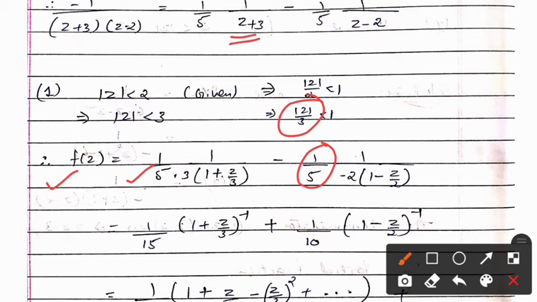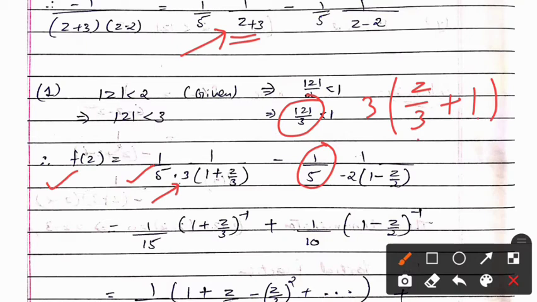Now to get 3 in the denominator, I have to take 3 common here. So I am taking 3 common. So you get 3 times z by 3 plus 1. Okay, if I take 3 common, then 3 will go to the denominator of z and here I will get 1. Ready?